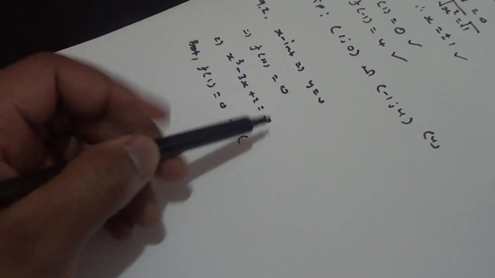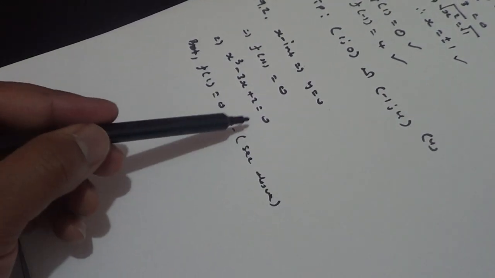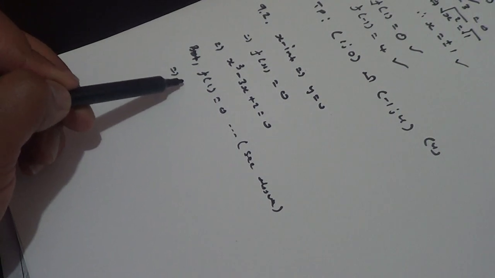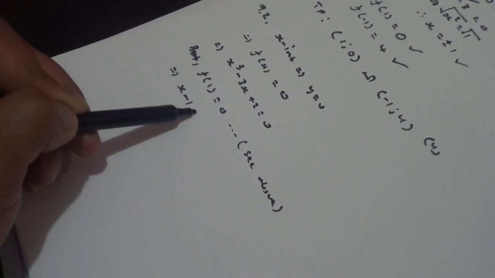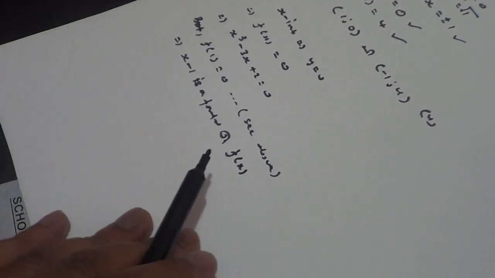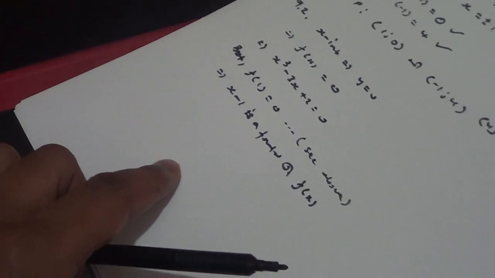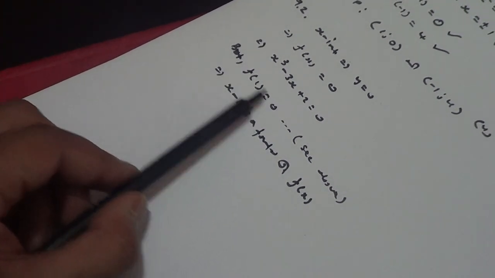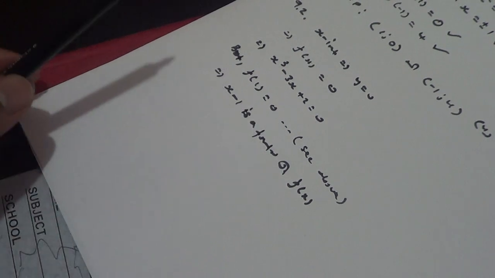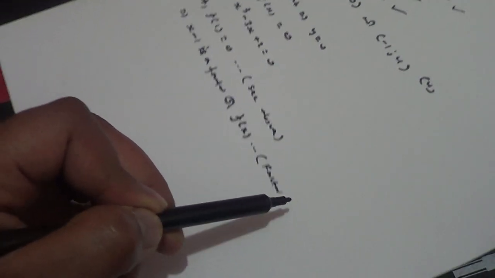Okay, again, if you need to convince, you can say see above. Or you can say calculated above. This implies that x minus 1 is a factor of f of x. Already, you're making conclusions. Okay? That is what that story implies. If f of 1 is 0, it means x minus 1 is a factor. So, I mean, here you may like to say, this is according to the factor theorem.